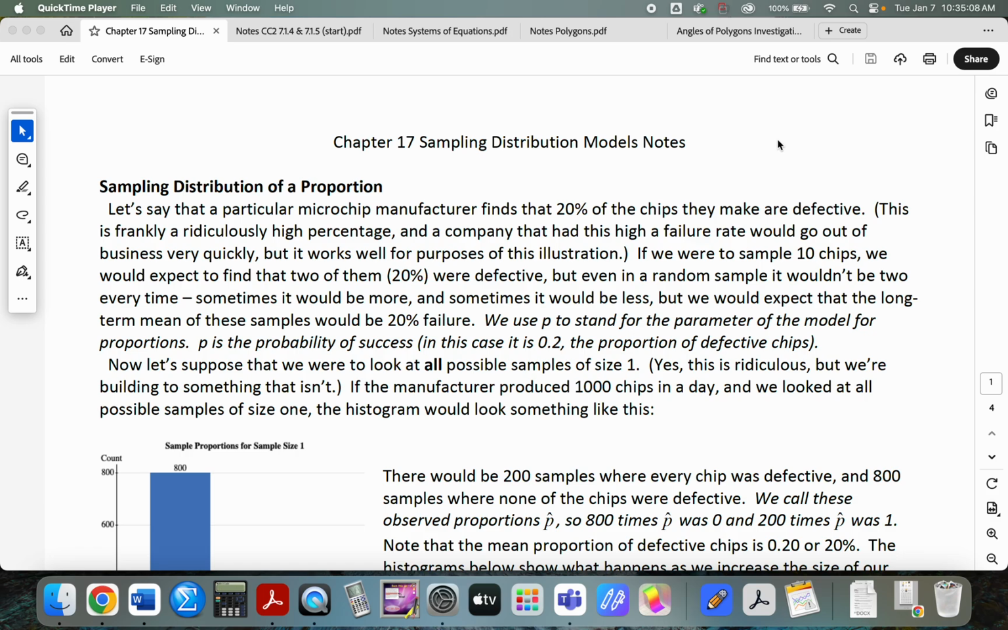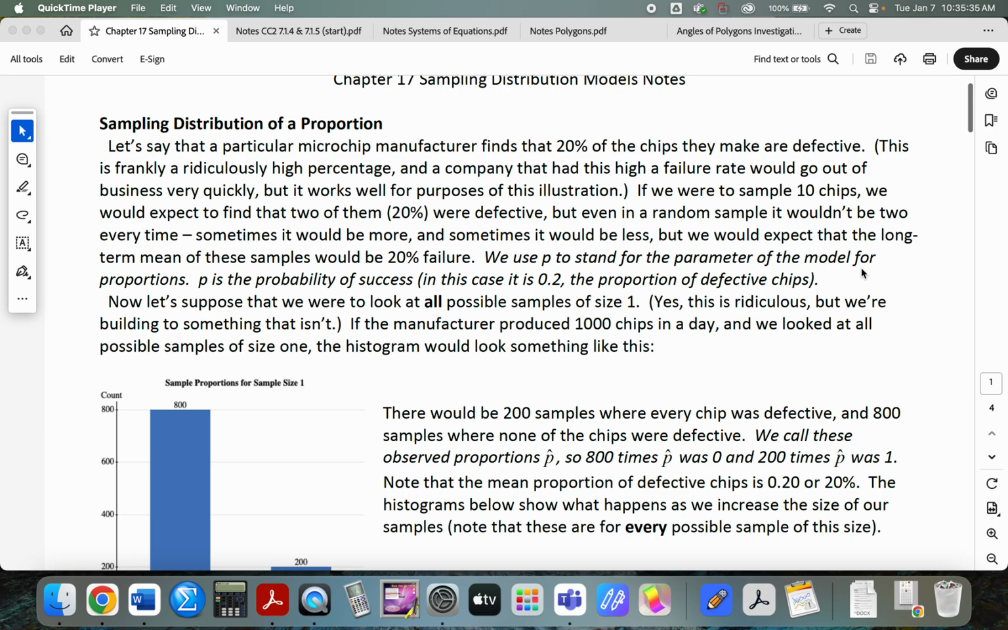Look at chapter 17 on sampling distribution. I will say this is one of those things that greatly confused me at first, but I think I got it down, and these notes are my distillation of figuring out how this actually works. So, we're going to look at an example that'll help you understand how sampling distribution works.